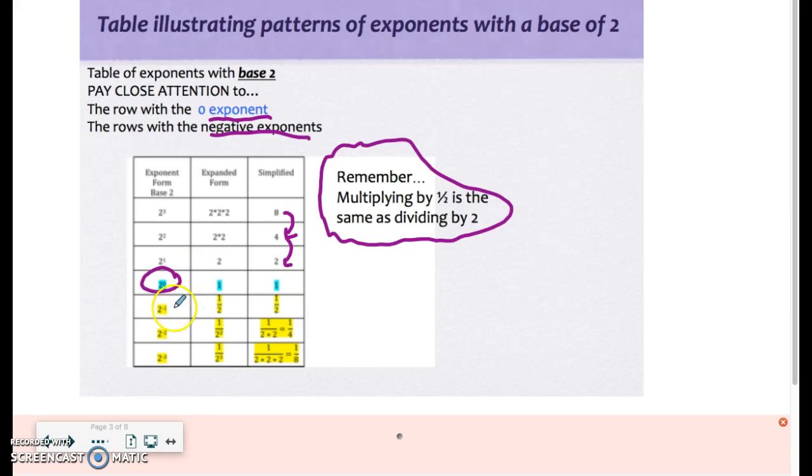When I go to 2 to the negative 1, it just becomes 1 over 2. Once again, I continue to multiply by 1/2 or divide by 2. So 2 to the negative 2 is 1 over 2 squared, which is 1 over 2 times 2, or 1/4. 2 to the negative 3 is 1 over 2 cubed, which is 1 over 2 times 2 times 2, which is 1/8. Each time, as my exponents go down, I keep multiplying by 1/2 or dividing by 2. Notice, negative exponent does not mean a negative number. It's really important that you understand that.